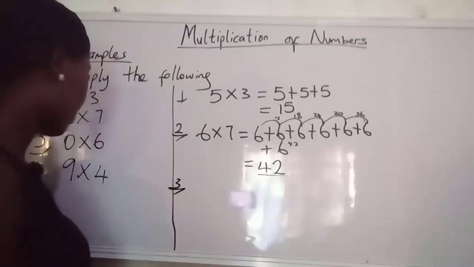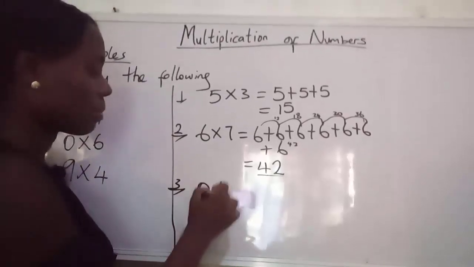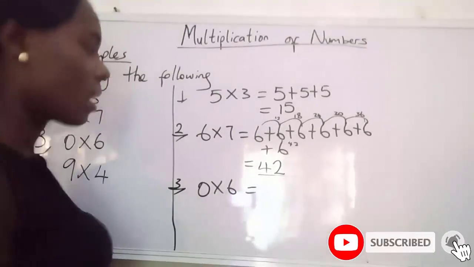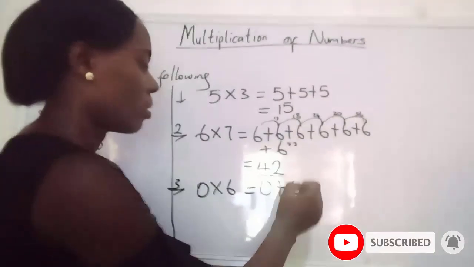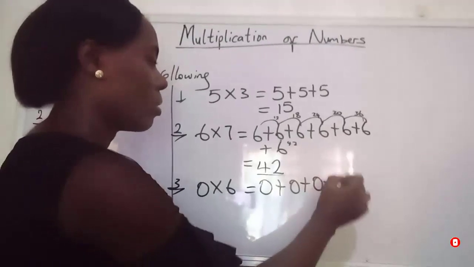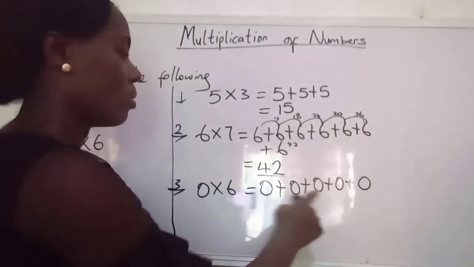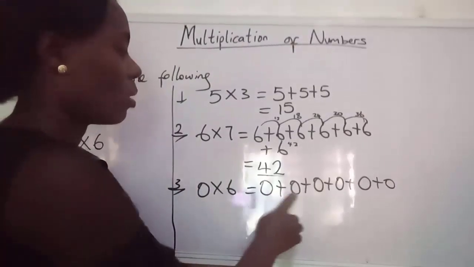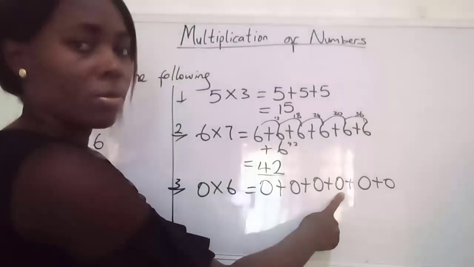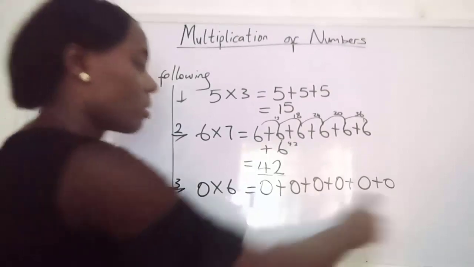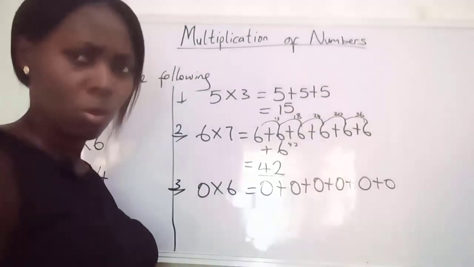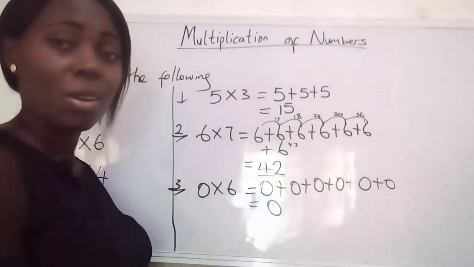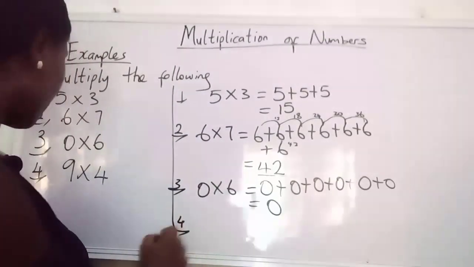Alright, let's see number 3. We have 0 times 6. That is 0 appearing in 6 places. Let's see. 0 plus 0 plus 0 plus 0 plus 0. 1, 2, 3, 4, 5 plus 0. How many places do we have? 1, 2, 3, 4, 5, 6. So zeros appearing in 6 places. What will be my answer? 0. Nothing.